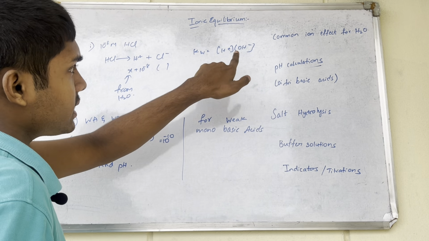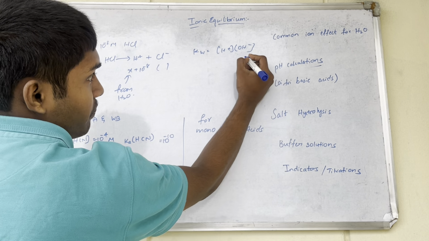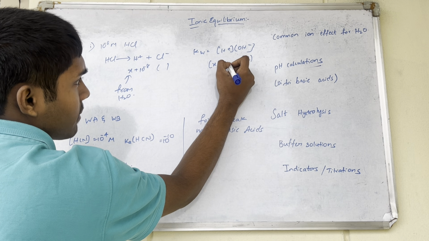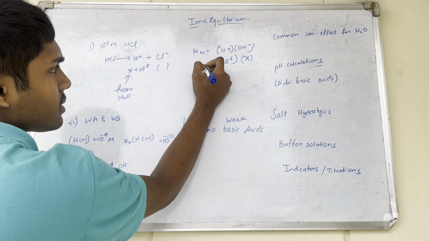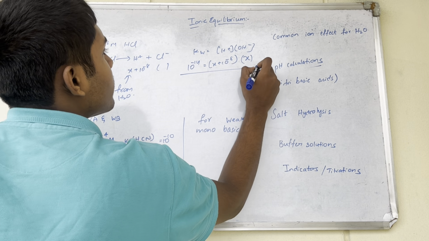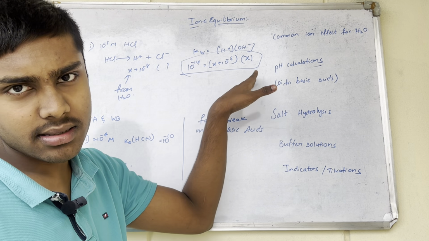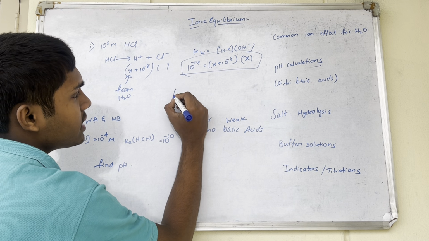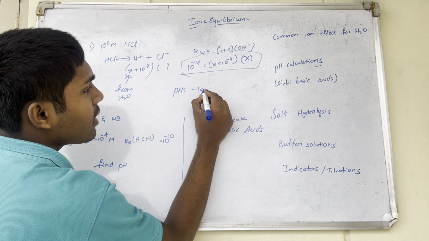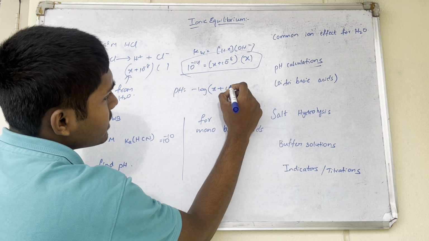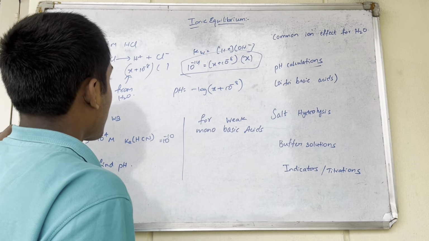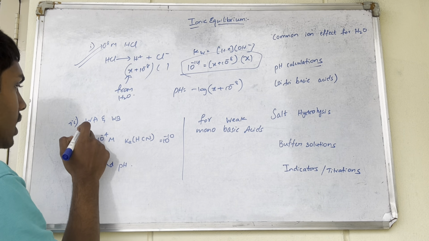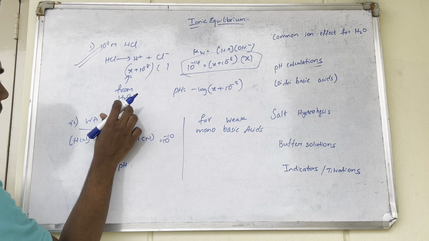Since I have taken the OH minus concentration as X, this will be X. So due to the common effect, the H plus concentration will be X plus 10 raised to minus 8 molar, and the product equals Kw, which is 10 raised to minus 14. Done. Find X. Once you find X, you can substitute here and directly get the H plus concentration. Once you get the H plus concentration, pH equal to minus log of H plus, which is X plus 10 raised to minus 8 molar. So solve this quadratic and get the answer. That's it. So simple question, but don't mark pH equal to 8 as the answer for this one because of the common effect.